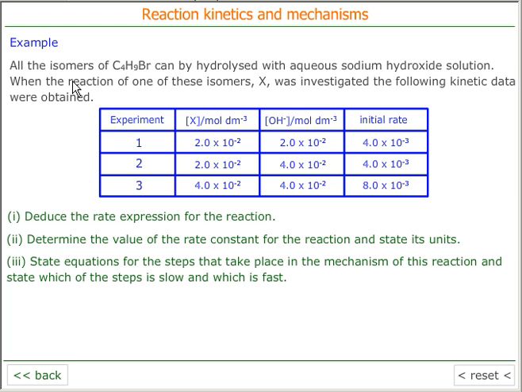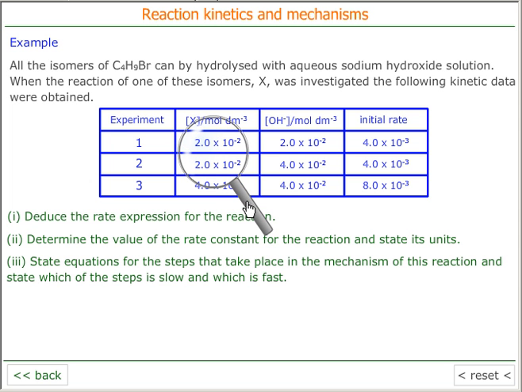Let's look at an example. This is a bromoalkane and it can be hydrolyzed by aqueous sodium hydroxide solution, OH-. Now if we just represent the bromoalkane as X, we've got this kinetic data. What does the kinetic data tell us? Notice when X is doubled in experiments 2 and 3 and OH- is kept constant, any change in X is also reflected in the initial rate data. Here X is doubled and the initial rate is doubled. That means the dependency is a direct relationship. The order with respect to X is 1.